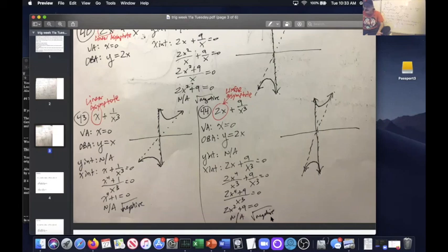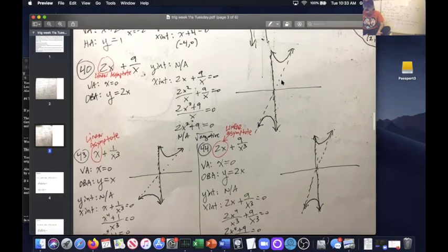So that means if it can't cross the x-axis, it has to be in these locations. Those are the only locations for the left and right branch, because if it wasn't in that location, it would have to come down and cross the x-axis. So knowing that there's no x-intercept helps you find the left and right branches in relation to the two asymptotes, which is helpful.